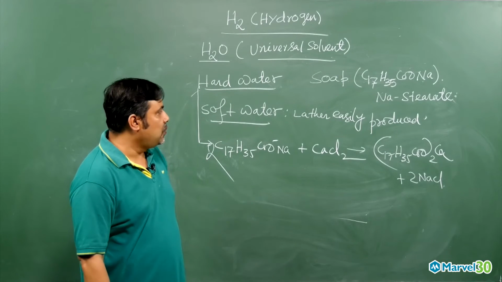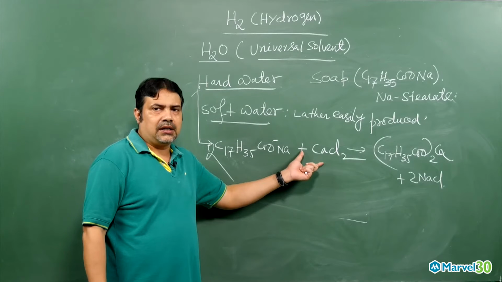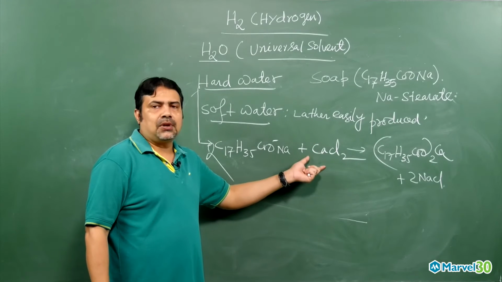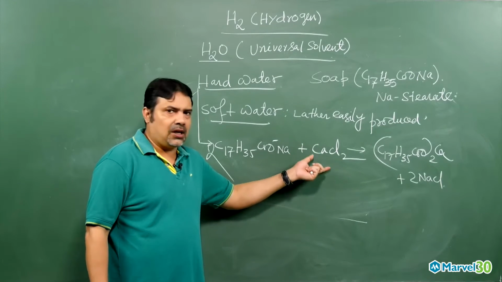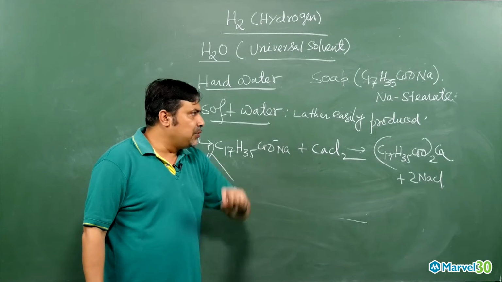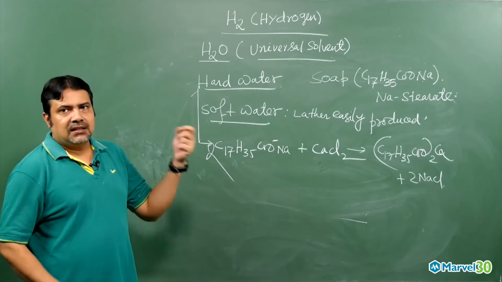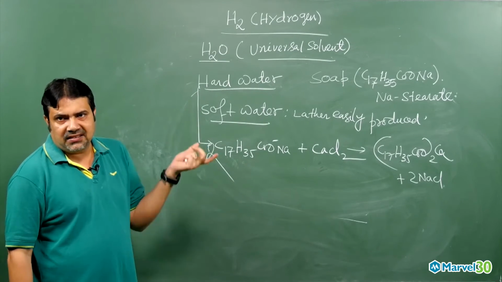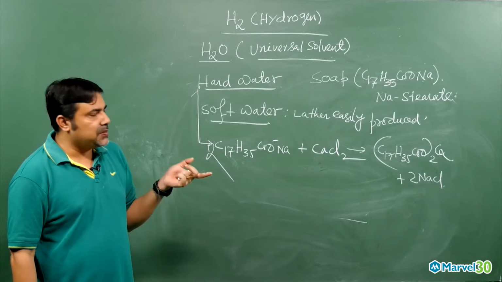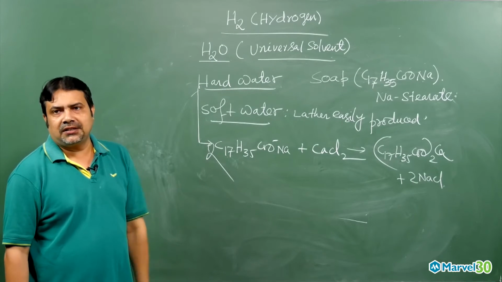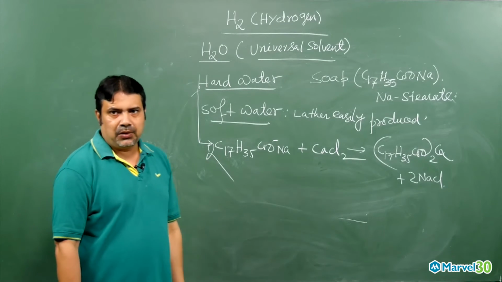So whenever any calcium or magnesium salt, chloride salt, sulfate salt or bicarbonate salt is there, these things will be produced. Because of that, calcium stearate or magnesium stearate will be formed. Because of that, froth will not be generated easily. So this phenomenon will happen.